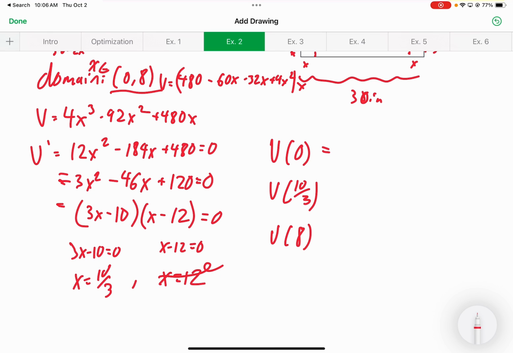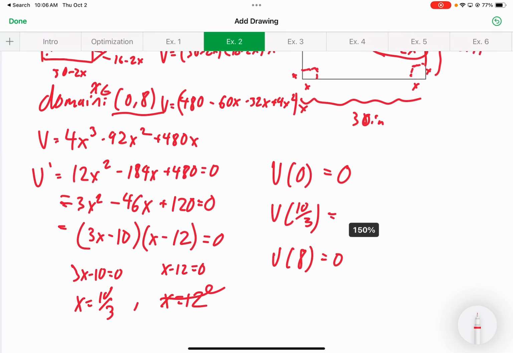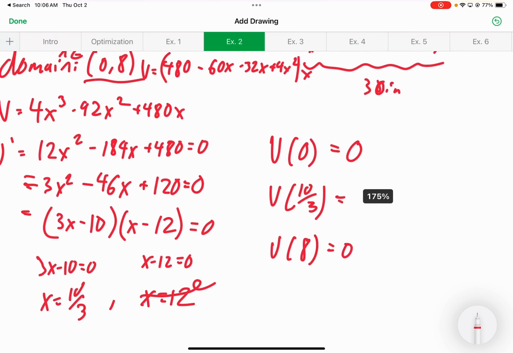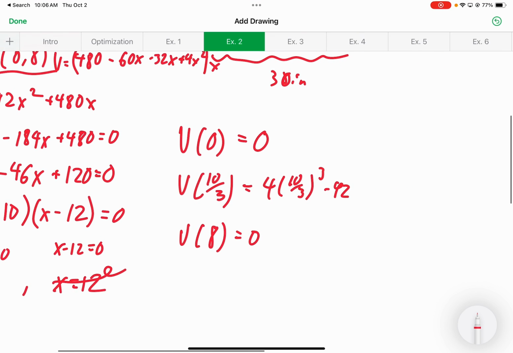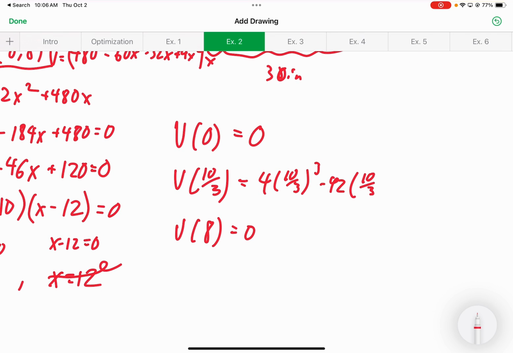However, if I test 0 and 8, what happens if I test 0? 0. Do I want that? No. What happens when I test 8? We already talked about that. Okay, now we got to test 10/3. So we got to actually plug that into our volume formula, and you would get 4 times 10/3 cubed minus 92 times 10/3 squared plus 480 times 10/3.